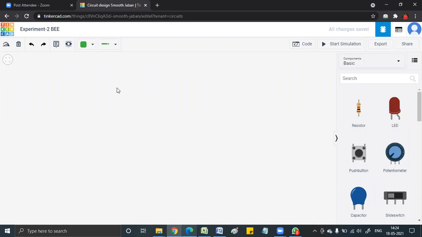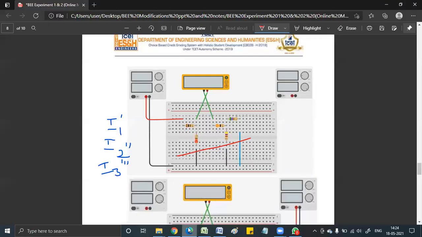Don't work on that circuit. Okay, then you won't get practice because already most of the things are there. You pick up the components, you pick up the breadboard, you name it, and you do it properly. Is this clear? Is the experiment clear? What is expected from you all?